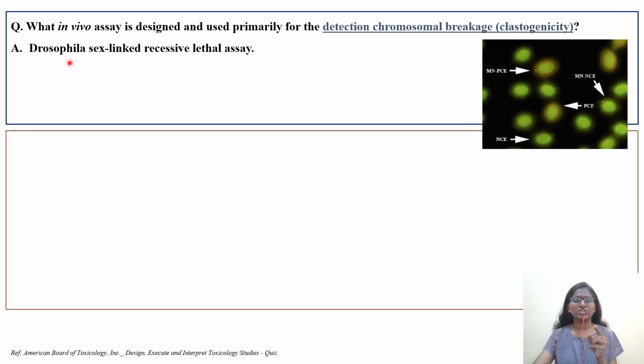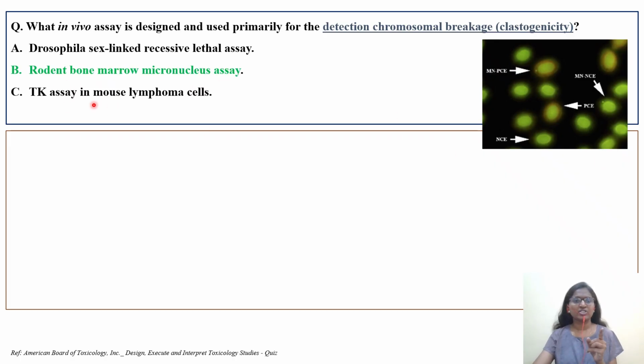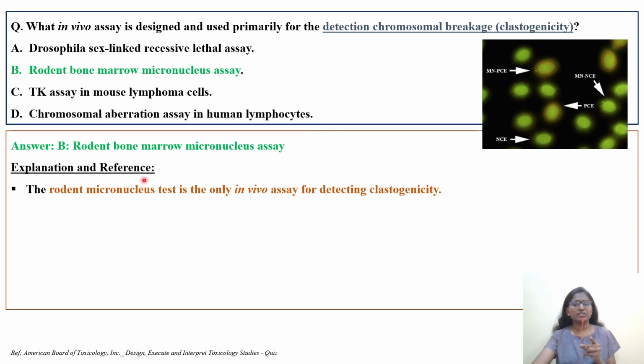We have option A, Drosophila sex-linked recessive lethal assay. Option B, rodent bone marrow micronucleus assay. Option C, TK assay in mouse lymphoma cells. And option D, chromosomal aberration assay in human lymphocytes. The right answer is option B, which is rodent bone marrow micronucleus. So what is the explanation given by ABT?